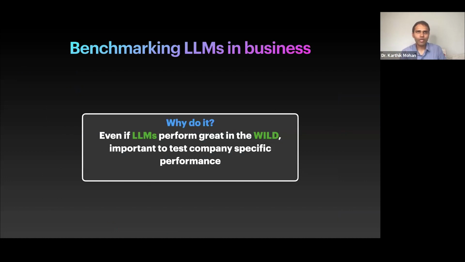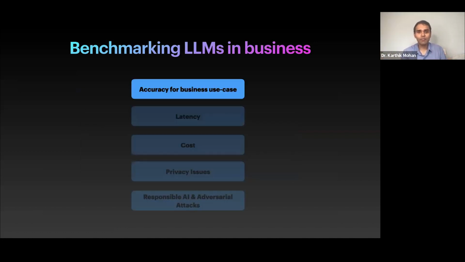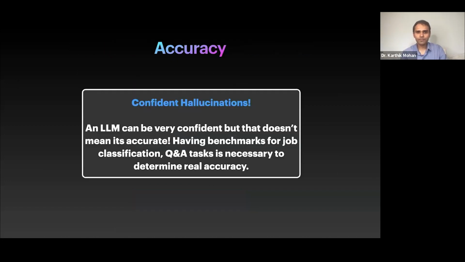So if there are open benchmarks, do we need to do benchmarks for a business use case, right? If LLMs perform great in the wild, is it important to test company-specific performance? And the answer is yes. And there are many reasons for it. I'll quickly walk through it. So you might want to look at accuracy, you want to look at latency, cost, responsible AI, and other trade-offs that happen with use of LLMs in business use cases.